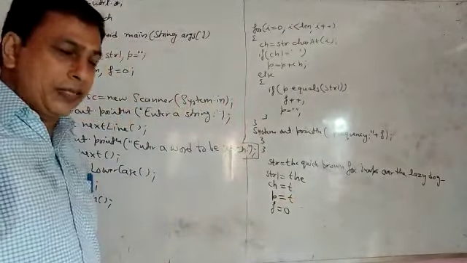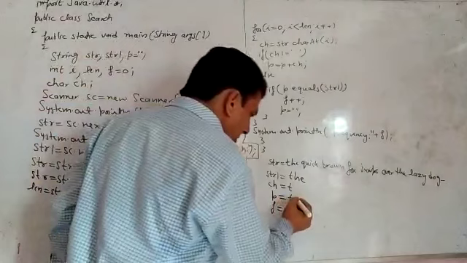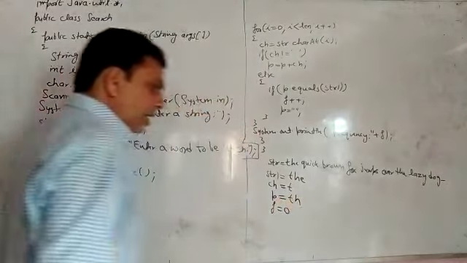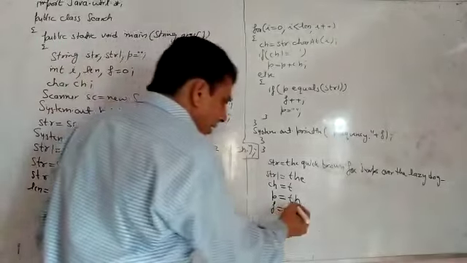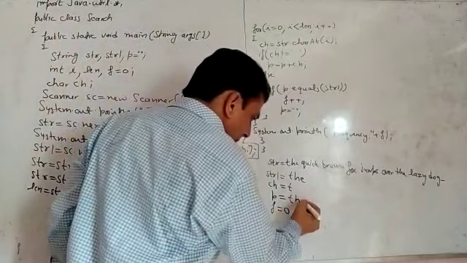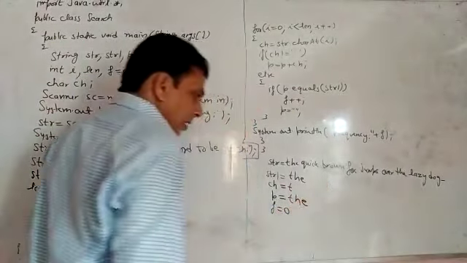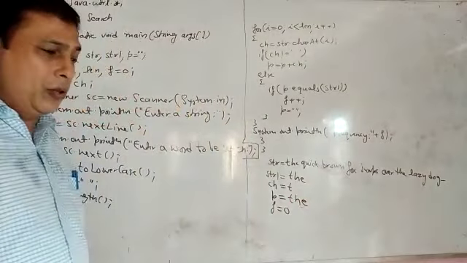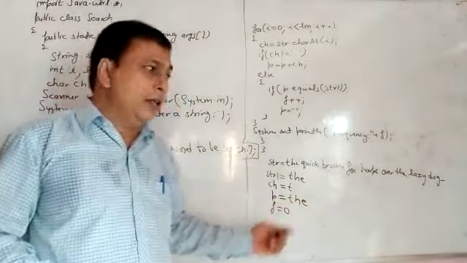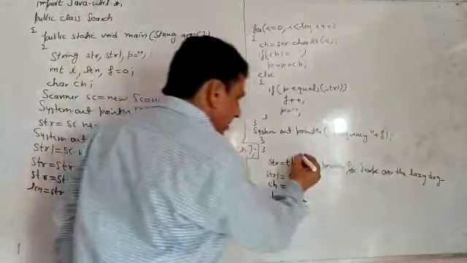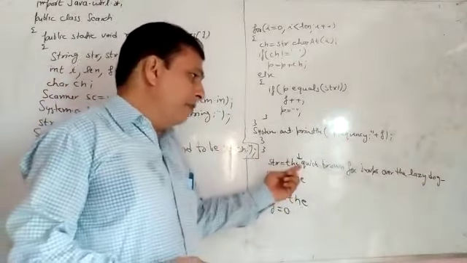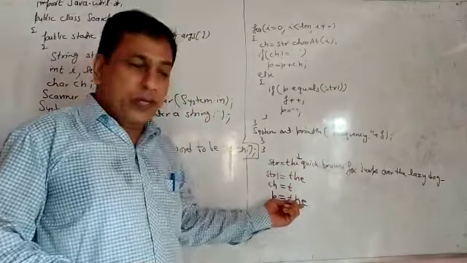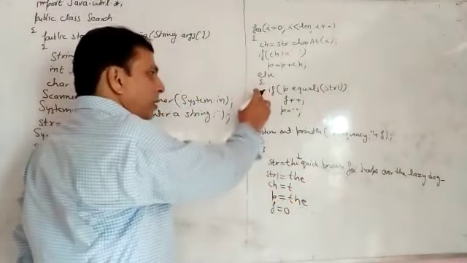Your next character is H. H is also not a space, so add it to p. Now the value of p is TH. Now the next character is E. Again it is not a space, so add this character also to p. Now the next character is a space. So when we found the space here, your first word is ready. So move to the else part.